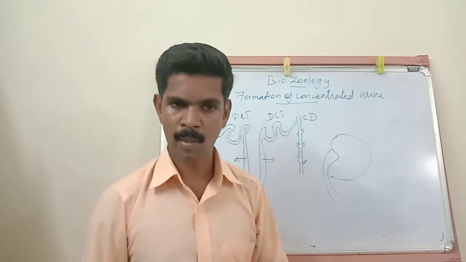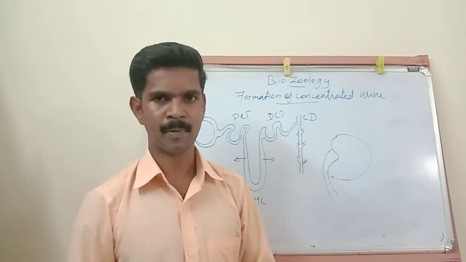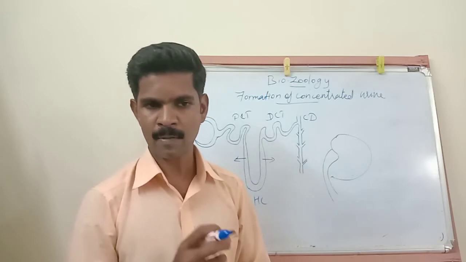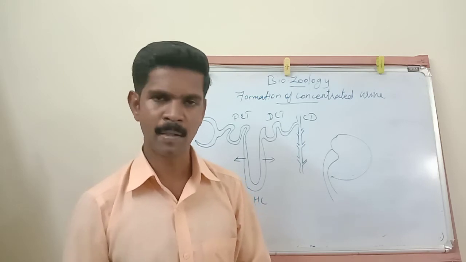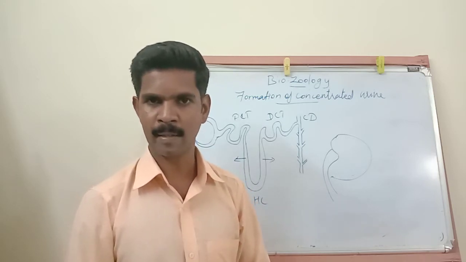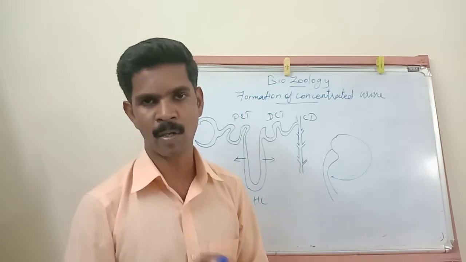Hope you have understood all these points. Then the vasa recta, which is one of the important parts of our nephron. The vasa recta maintains the osmolarity gradients in the medullary region, and it also protects the medullary region by removing excessive salt and excessive water.